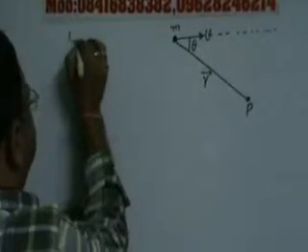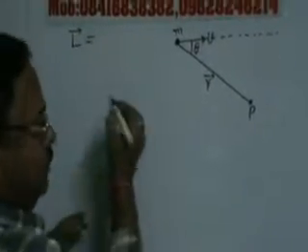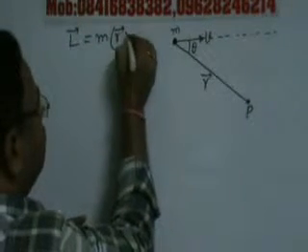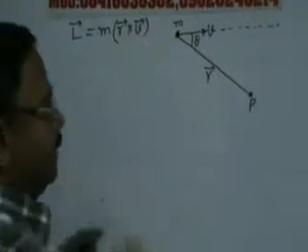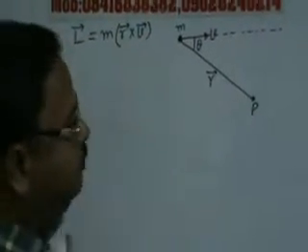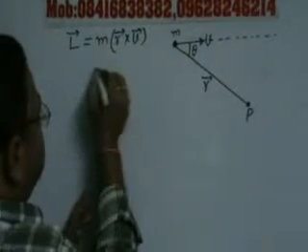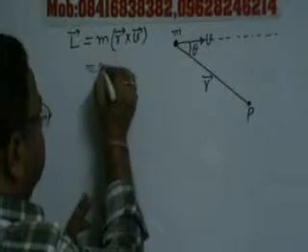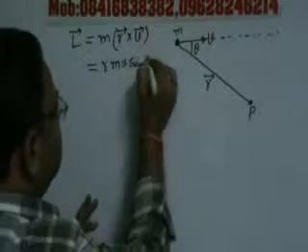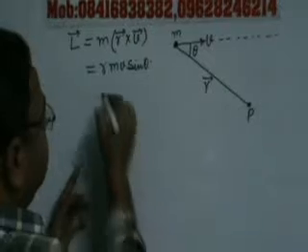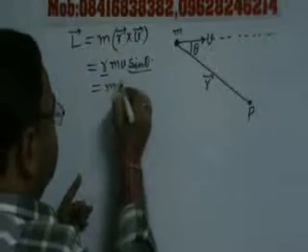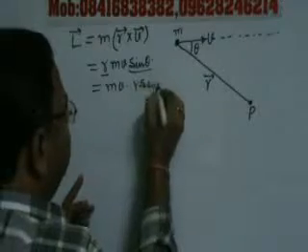This angular momentum vector will be equal to generally m into vector r cross vector v. आपको बताया जा चुका है, this is m into vector r cross vector v, and this can be written as r into mv sin theta. If we take this r and sin theta, that is mv into r sin theta, we can say.